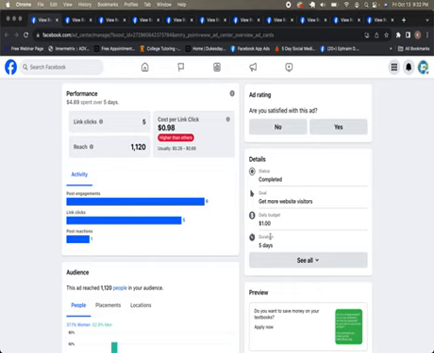So that's our first one. That's going to be our base, our control. So we can now test out the other hooks and see how they perform against this one.